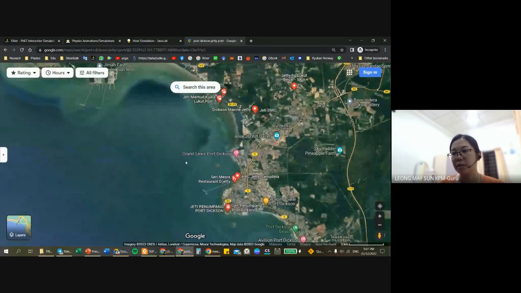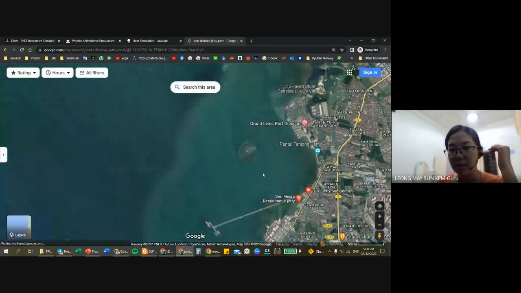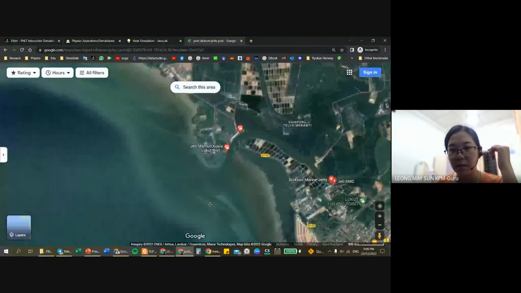Now, previously we said that the wave is moving towards the cape area. But because the wave is coming towards the bay here, most of the energy slowly reduces, but it's still being exposed to the direct wave coming from the sea. So what happens here is, let me find it.